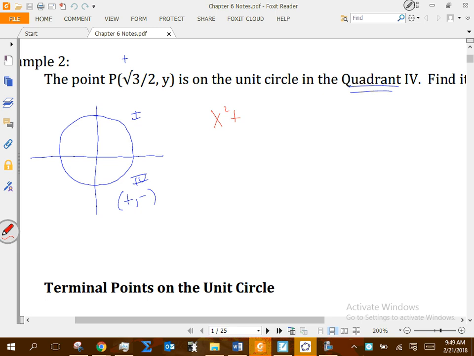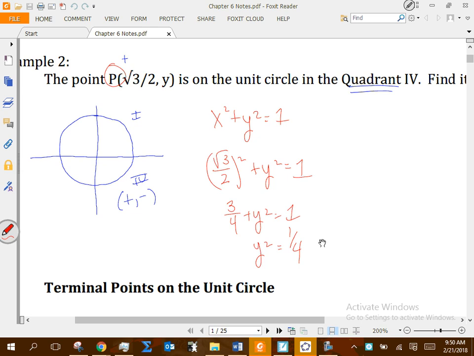I have x squared plus y squared equals 1, right? If P is on the unit circle, it satisfies that condition. And we know it is indeed on the unit circle. So plugging things in, I get radical 3 over 2, square that, plus y squared is equal to 1. Radical 3 squared is 3. 2 squared gives me 4. So what's y squared going to equal?